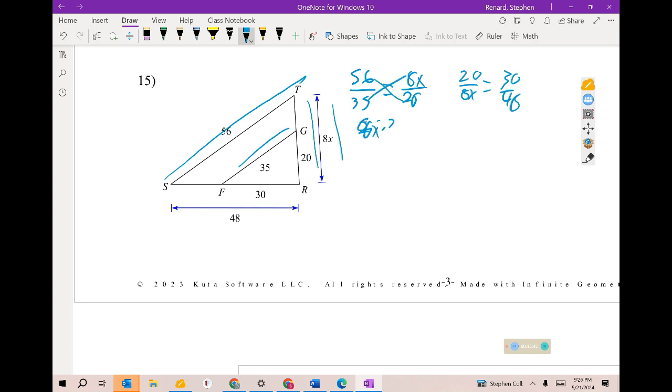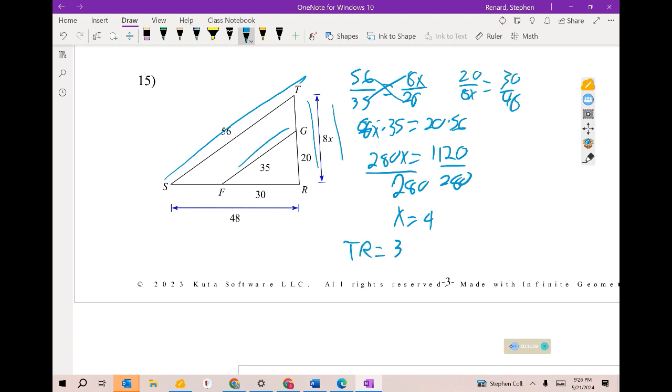So we have 8x times 35 equals 20 times 56. So we have 280x equals 11200. So we're going to divide both sides by 280. So we have 11200 divided by 280. We get 4. So x equals 4. When we plug that in for TR, we're going to get 8 times 4, or 32. And that's going to be your answer.